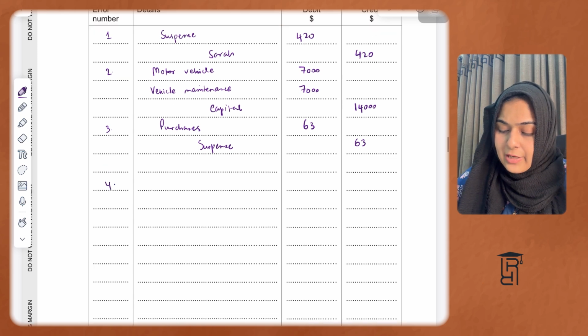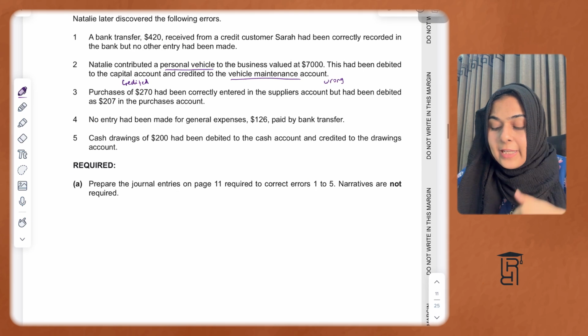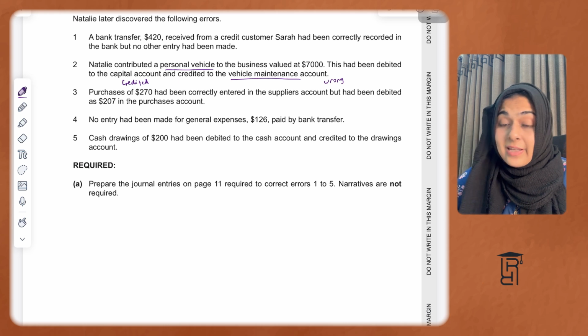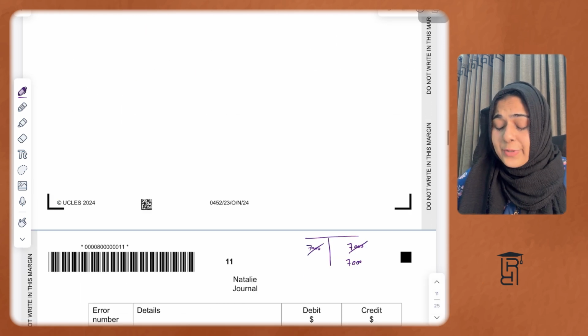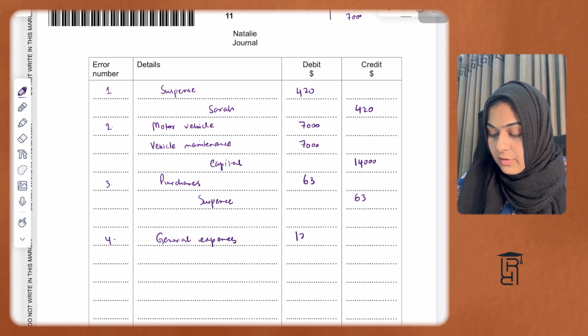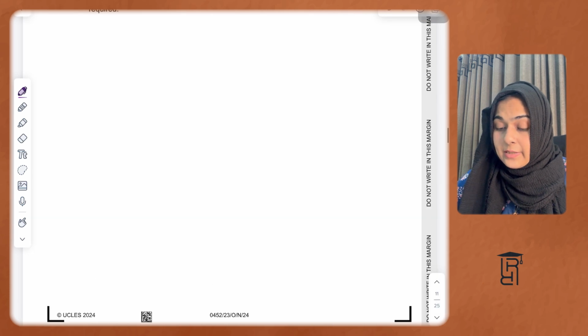Okay, error correction number 4. They are saying no entry had been made for general expenses of 126 paid by bank transfer. This is a very clear error of omission. I will record this. So I'll do general expenses debit 126, and I will credit bank because the payment has been made by bank transfer, 126.